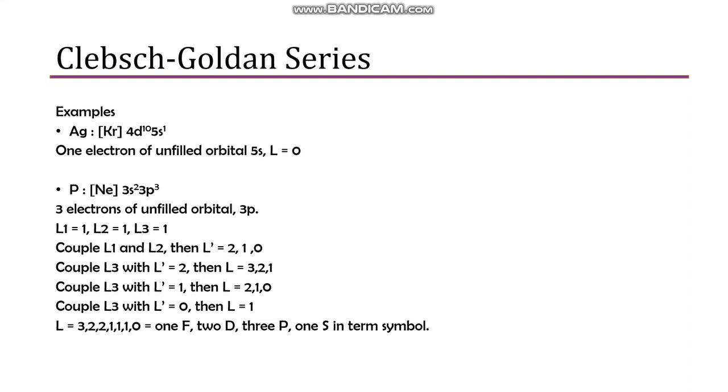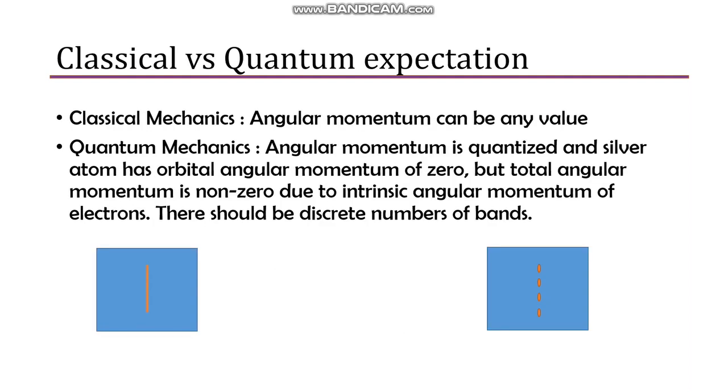Now there is another example of phosphorus, but I'll skip it here because this is not in the scope of our video. Now coming back to the Stern-Gerlach experiment, if you use classical mechanics, angular momentum could take any value. It will show a continuous line on the detector, as in the left-hand side figure. And if you use quantum mechanics, angular momentum is quantized, but for a silver atom, we know that the total orbital angular momentum is just 0.